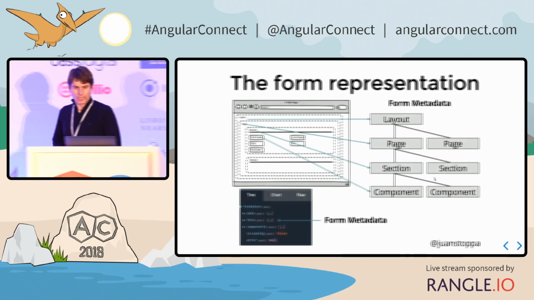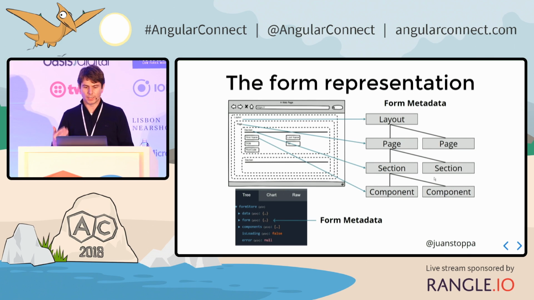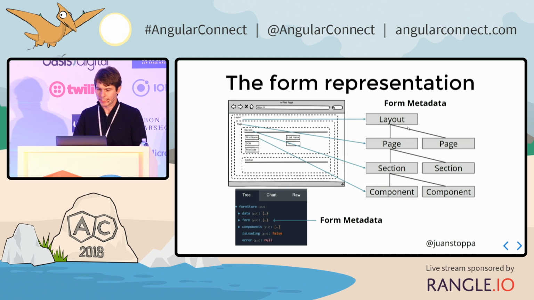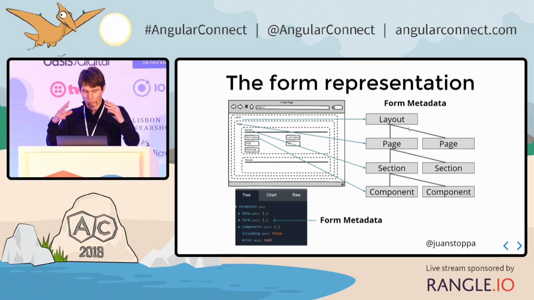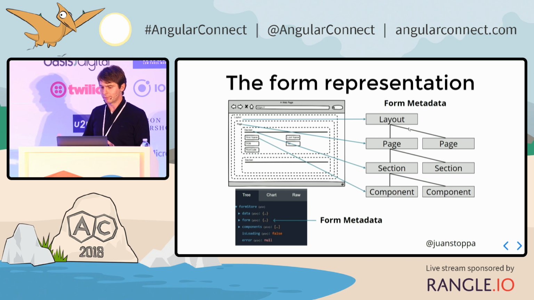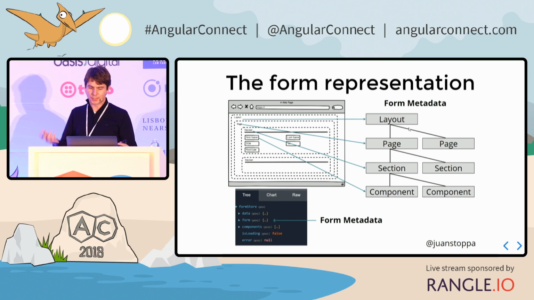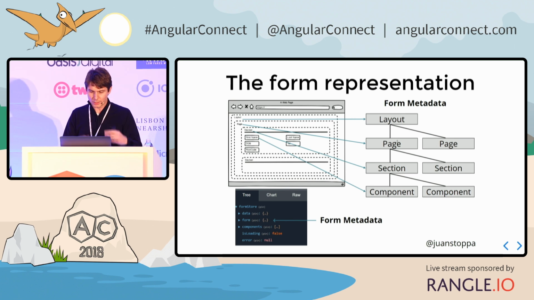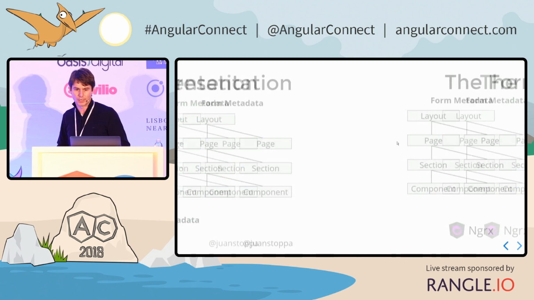So here is a more graphical representation of what happened there. You have a layout, or format, that gives you the definition of the main form. Then the layout can have pages, in case you want to have multiple tabs in your form. And then each page will have multiple sections, and each section can have multiple components. So it's basically a tree structure.